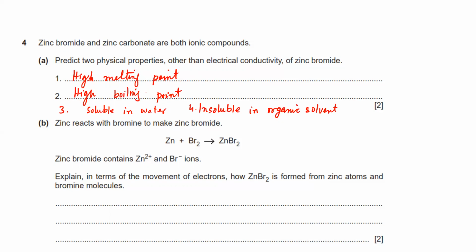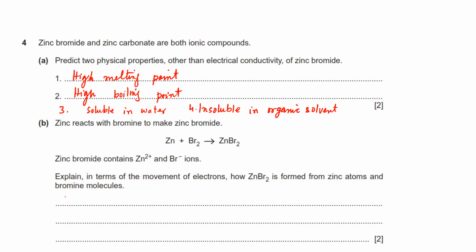So these are some of the properties of these ionic compounds especially. Then question number 4 part B, it says zinc reacts with bromine to make zinc bromide. Zinc 2 plus and bromide negative ions. Explain in terms of movement of electrons how zinc bromide is formed from zinc atoms and bromine molecules. Okay, so just simply remember, a zinc atom loses 2 electrons to form a Zn2 positive ion. Bromine gas gains 2 electrons to form 2 Br negative ions.